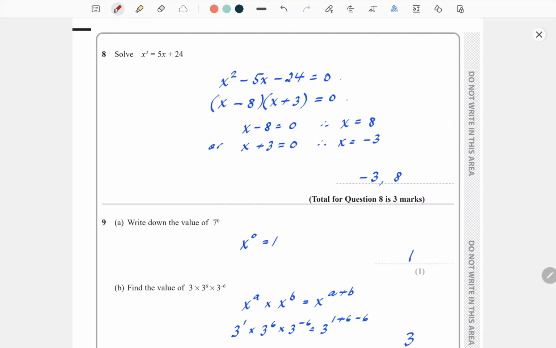Number 8. Straightforward quadratic. What we want to do is get the thing equaling 0, so you move everything onto one side. You move that and you move that, and you end up with x squared minus 5x minus 24 equals 0. That gives us your standard quadratic equation.